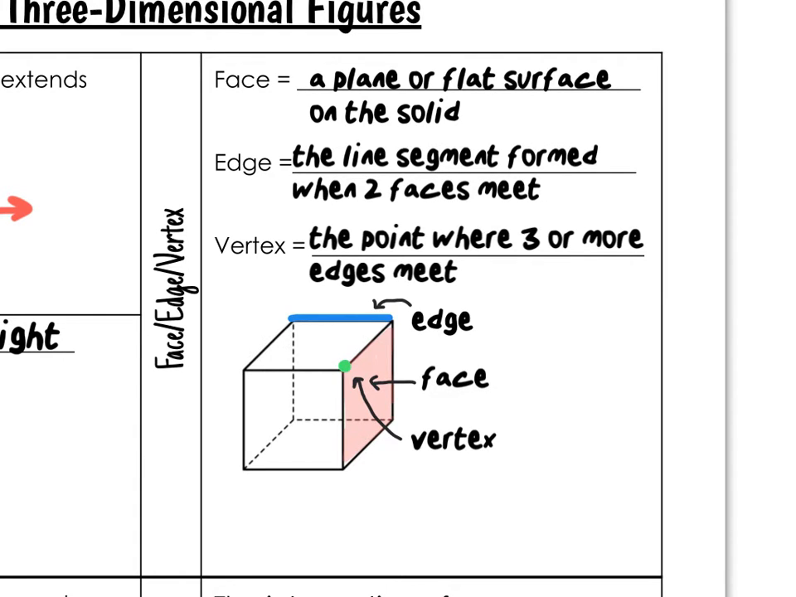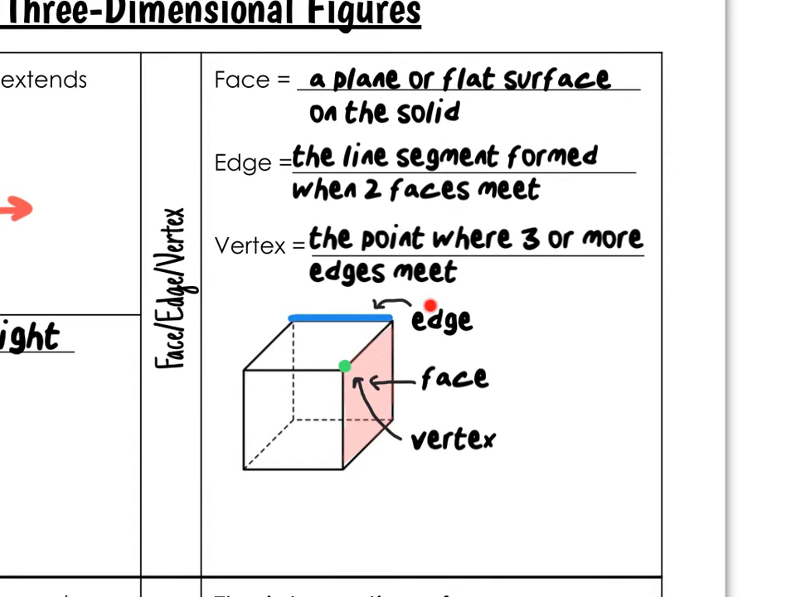Okay, so now on this cube here, we're going to go ahead and label the different parts. Here in red, I've shaded in one of the faces. So this is a face. This cube has many faces. It has a face in front of us, a face on the top, a face on the bottom, and a face on the back. There are lots of faces on this cube.